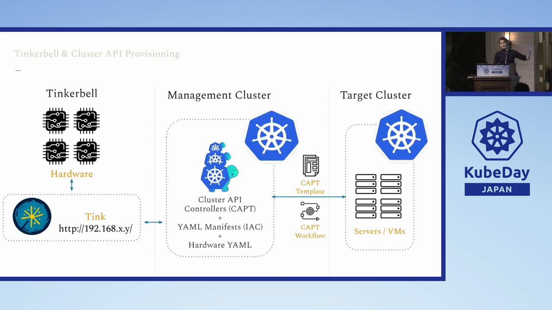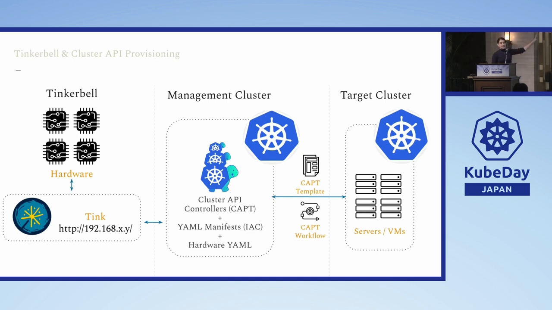And this is actually how it's going to look like. Quite overwhelming, but I'm going to take it step by step. We need to look at three sets of configuration. What we need from the Tinkerbell side, what we need from the management cluster on the Cluster API, and what's going to result. The result is going to be the target cluster.